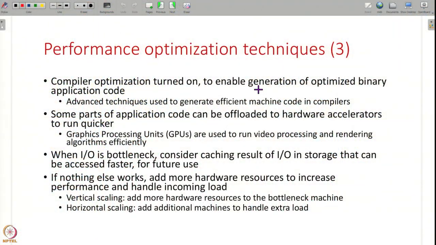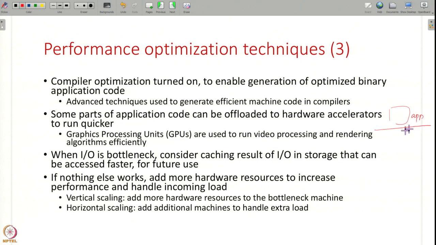Then there are many other optimization techniques also. For example, compilers themselves do a lot of optimizations. When the compiler generates the machine code, the binary executable, it itself will do some optimizations in order to use the underlying hardware better. So, when you compile your code, you can provide various options to the compiler to do these optimizations.